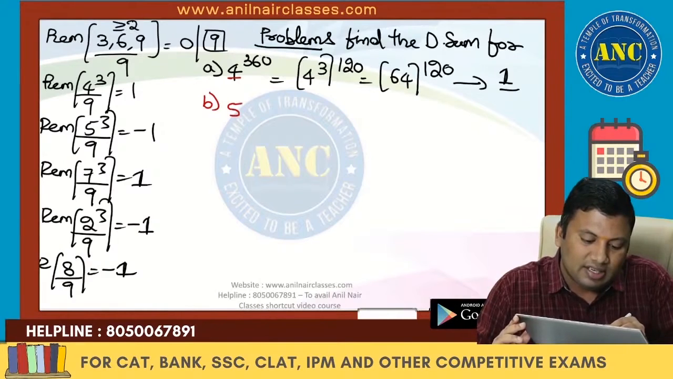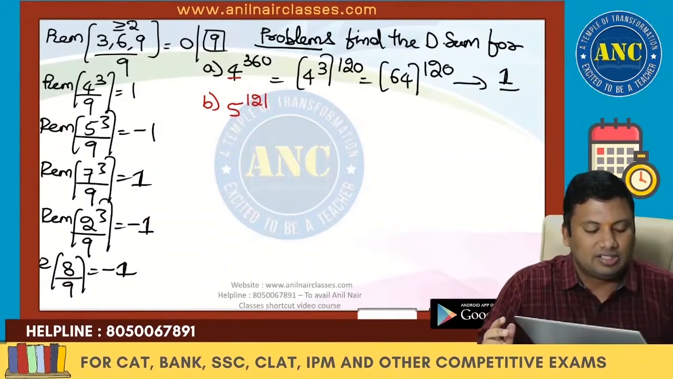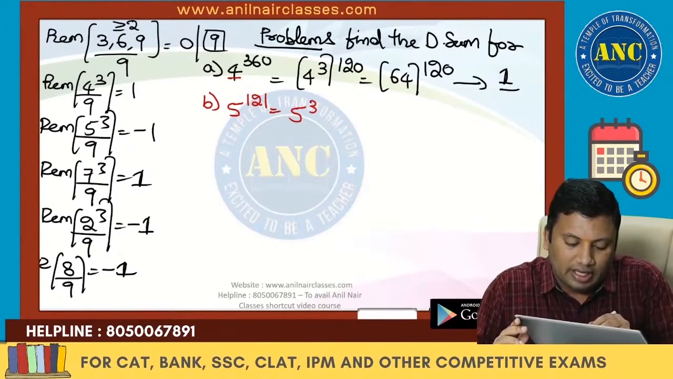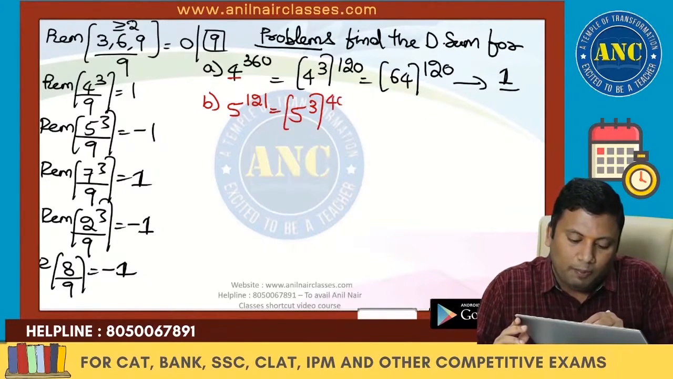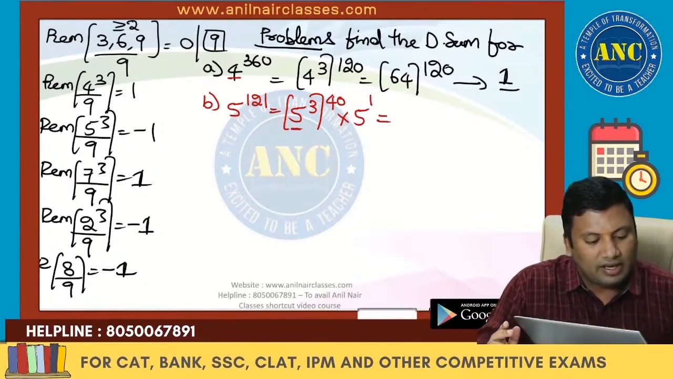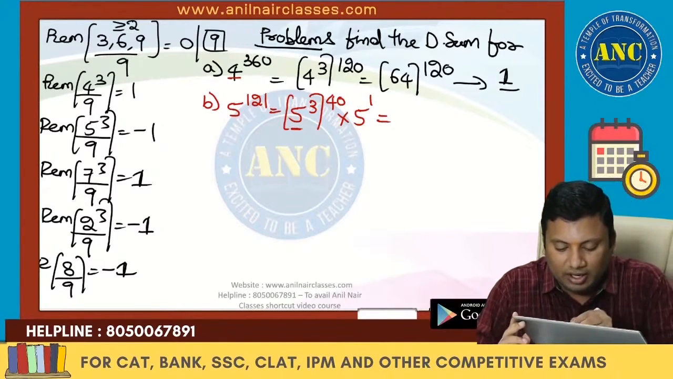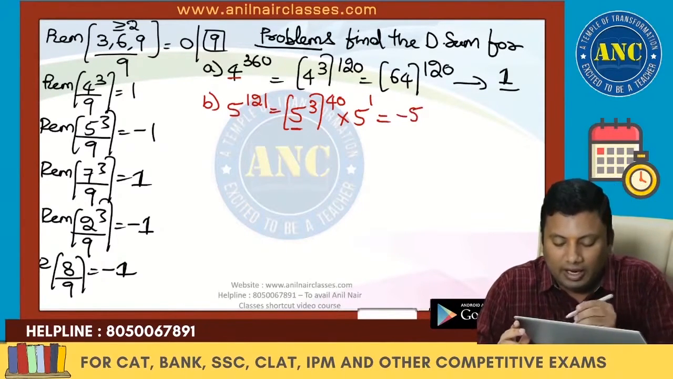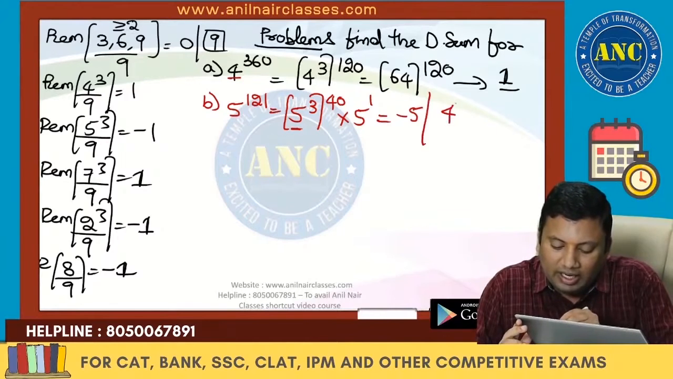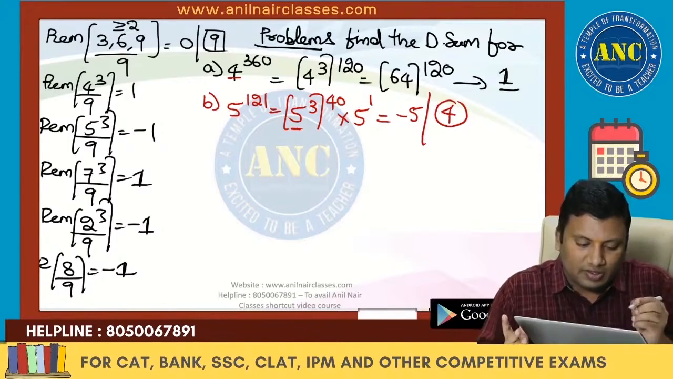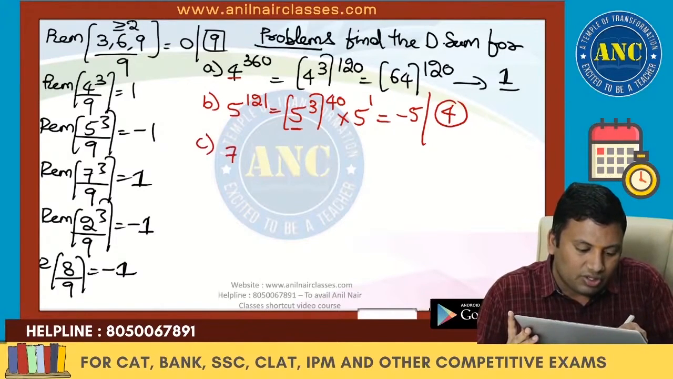Suppose it is 5 power 121. I know that 5 cube by 9 is minus 1. So it is nothing but 5 cube power 40 into 5 power 1. 5 cube is 125. The sum of 125 is 8. 8 by 9 is minus 1. Minus 1 into 5 is minus 5. The positive remainder is nothing but 9 minus 5, 4.